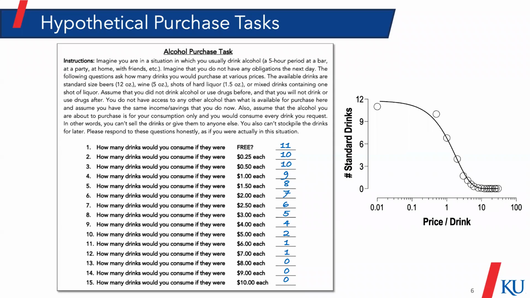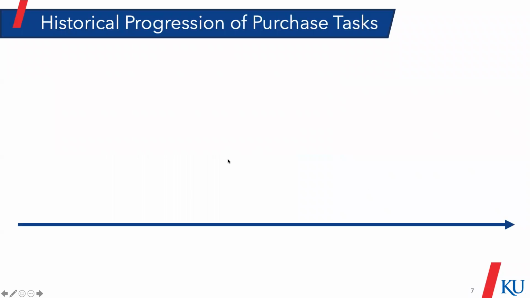So this is just some hypothetical data. Once again, you've seen many of these demand curves in Jim's presentation. But the notion here is we're using an alcohol purchase task where we get self-reported consumption at a range of prices, and then translating that into a demand curve. So where did we come from to get here?